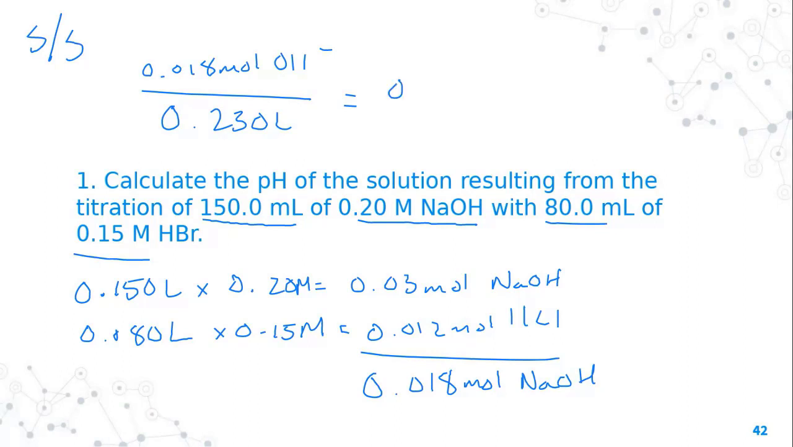So I got 0.078 molarity of OH minus, with 3 sig figs. All right, let's plug that into negative log. And what do we get?